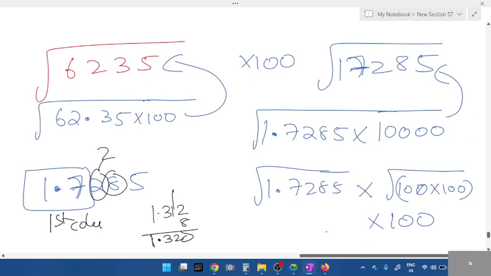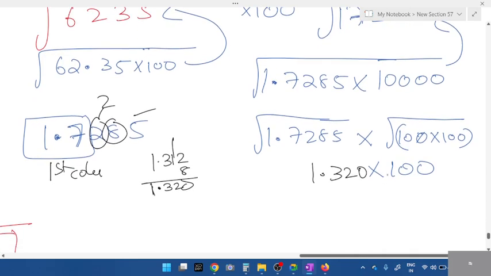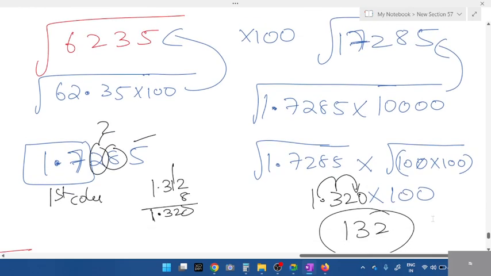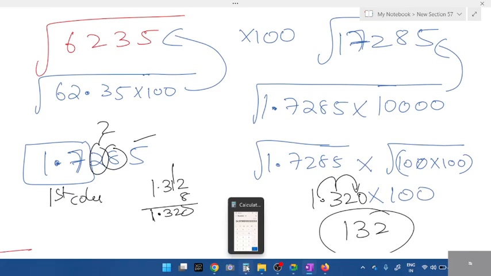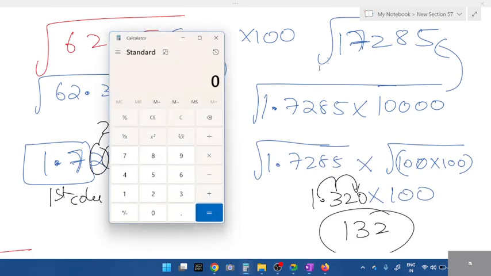Respond. Is this clear? Ignore this 5, students. We got 1.32. If you multiply now, use the shifting method. What are we getting? Close to 132, right, when you round it off? Let us find the square root of 17285. Are we getting close to 132?